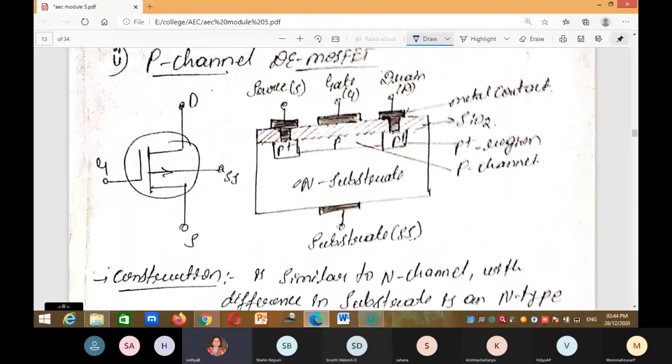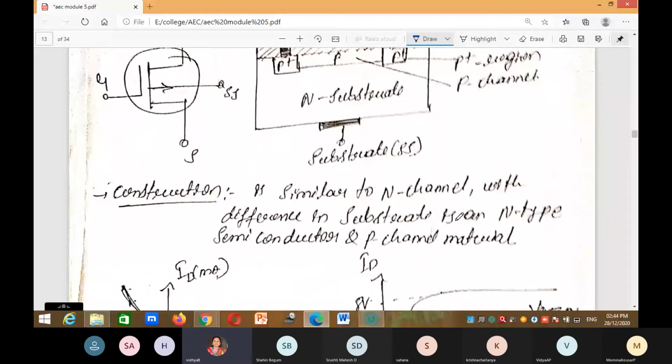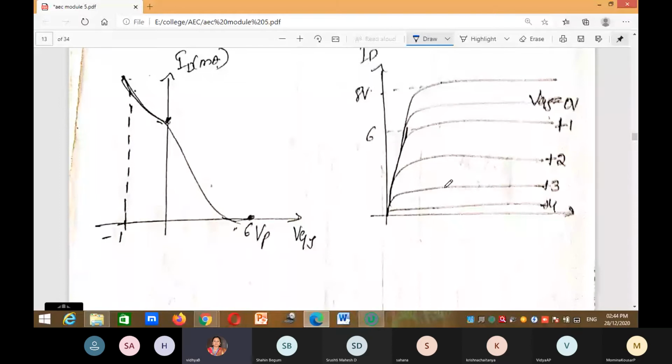Next we shall discuss the p channel DMOSFET. Till now we have discussed n channel DMOSFET. Similar when you consider construction, the only change is we use here an n substrate and two regions are p plus and p plus, and here we use a p channel. It is similar to n channel with the difference in substrate. It is an n type semiconductor and p channel material. The characteristics will be different. Here the transfer characteristics will be different.